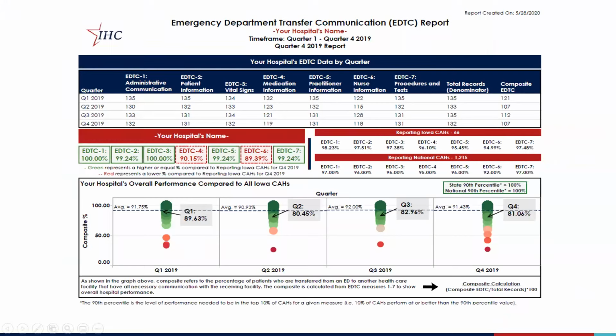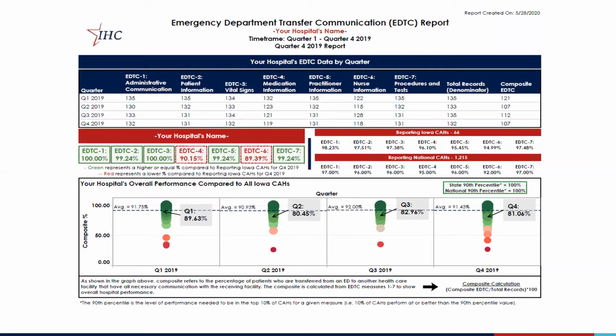We'll go ahead and get started with the first report. This one is looking at the emergency department transfer communication, which you will see at the top of the screen. It'll tell you your hospital's name, the time frame of the data you're looking at, so Q1 to Q4 2019, and which report you're looking at, Q4 2019. This first box is your hospital's EDTC data by quarter, which is listed out by each EDTC element. So you will see 1 through 7 over your total records, which is your denominator, and your composite. You'll see that listed out for each quarter, 1, 2, 3, and 4 over on the left-hand side.